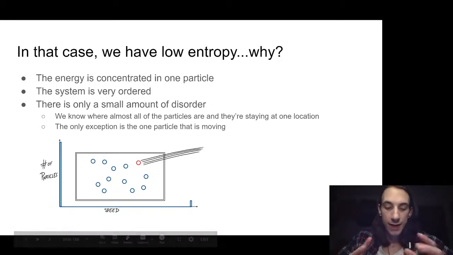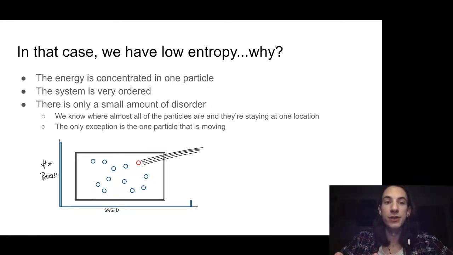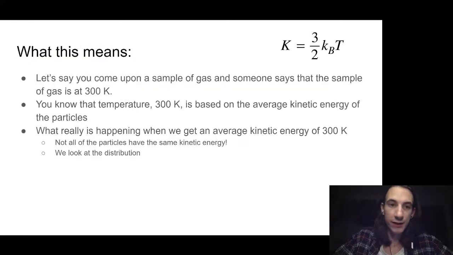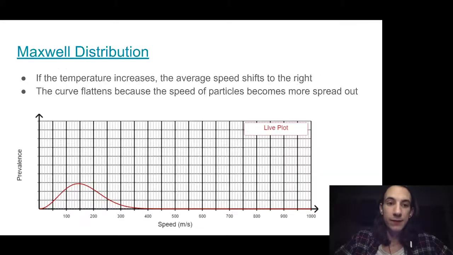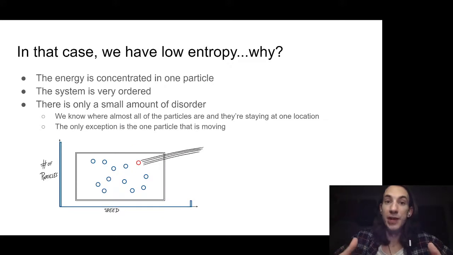And then we also said entropy is a measurement of the concentration of our energy. So let's go back to that. Entropy is a measure of how spread out the energy is. In this case, we don't have very much spread-out energy. All of our energy is concentrated in one particle. So our energy is not very spread out, meaning we have a high concentration of energy, which means we have a low amount of entropy. We don't have this distribution of our energy.